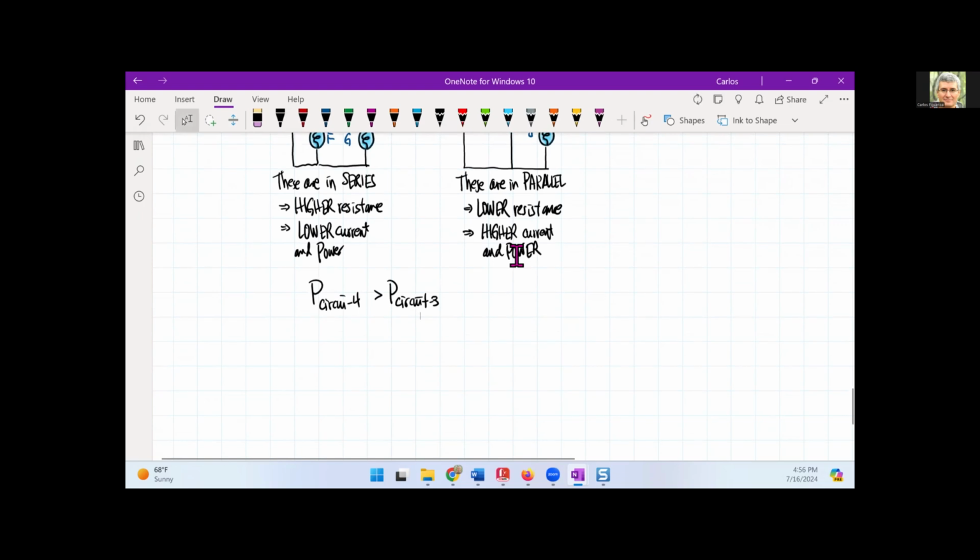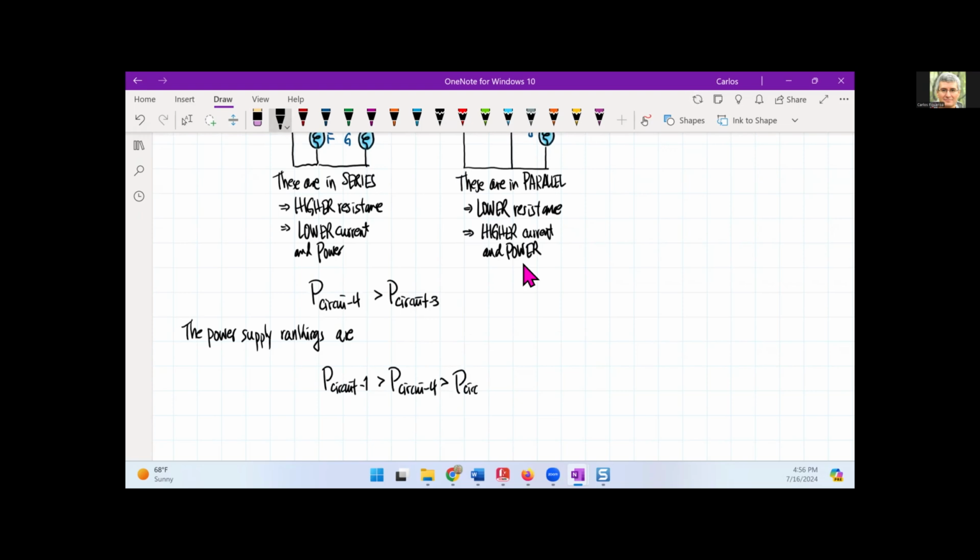So my power supply rankings are then going to be the power of circuit 2, which will be greater than circuit 4, which will then be greater than circuit 3, followed by, oops, I put 1, and then we finally have circuit 1 as being the least.